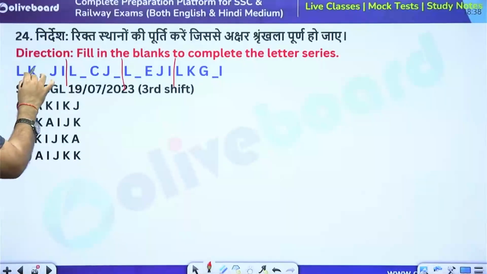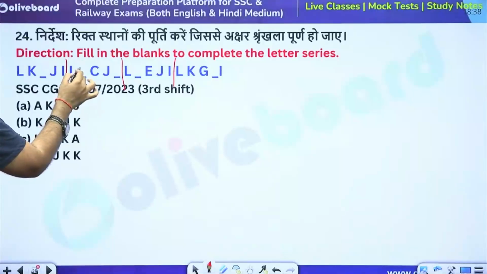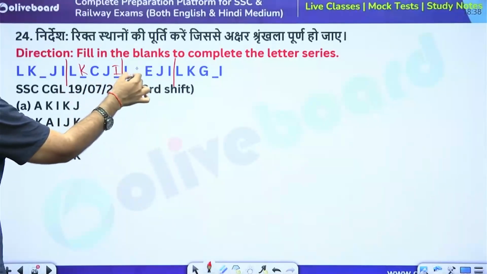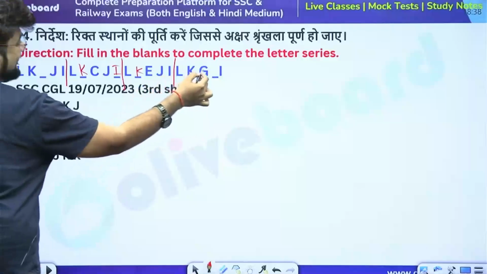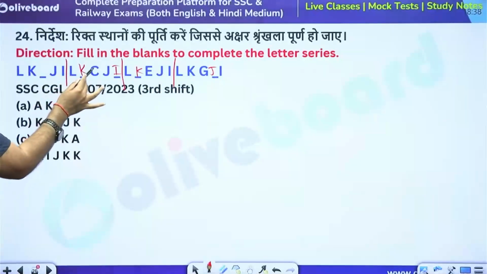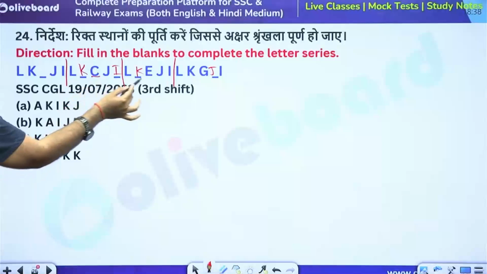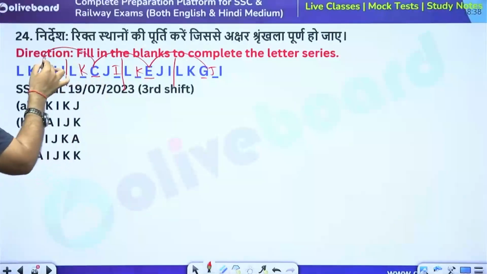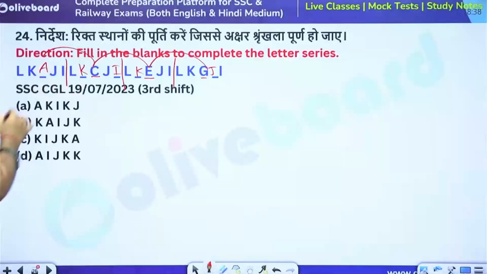Okay, LK something JI, LK CJI, LKEJI, LKGJI. That's what is happening. So third letter is changing, and how is it changing? CEG. So plus 2. So plus 2 minus 2 would have been A. So LKAJI would have been the correct answer.